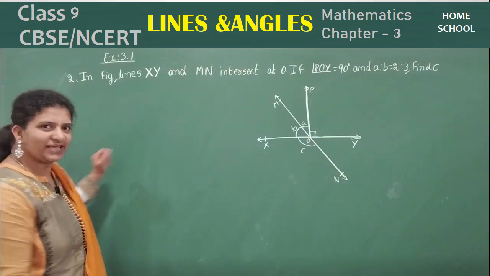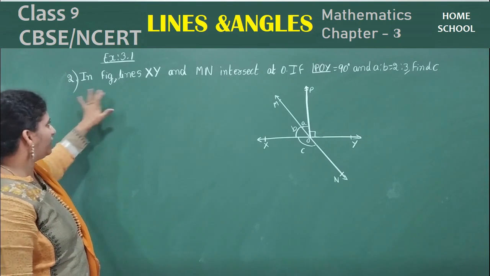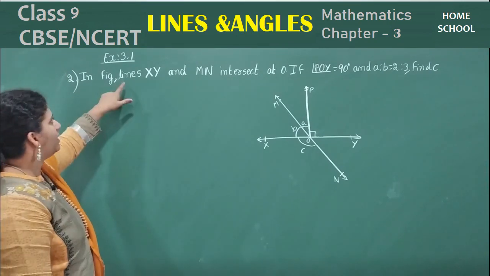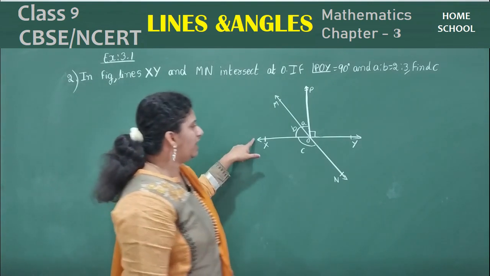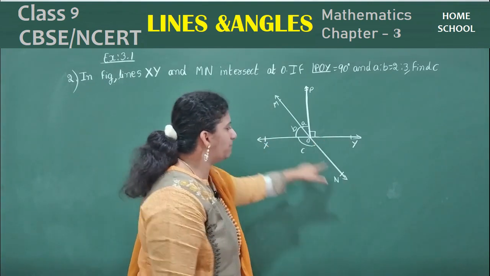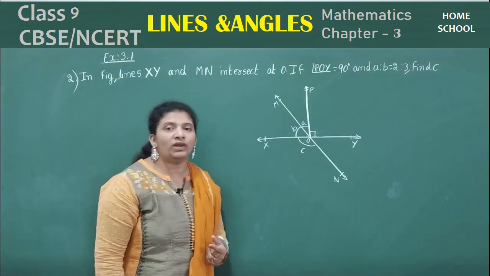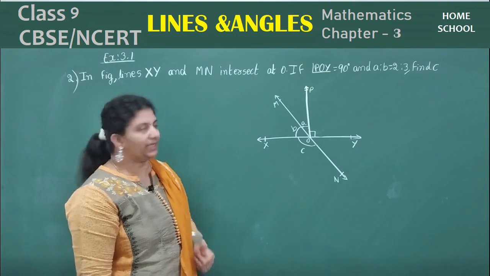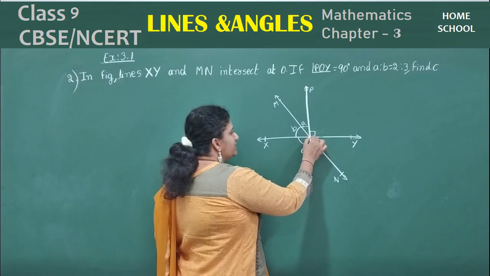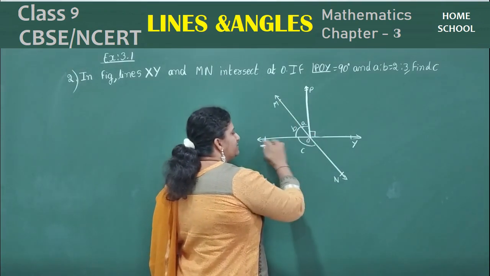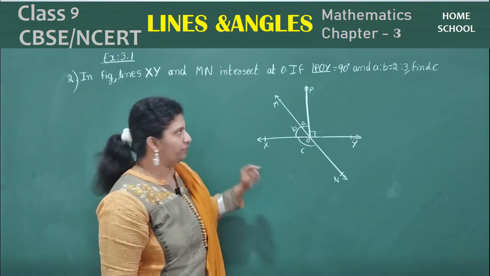Okay, let's see the second problem here children. In figure, see the figure there? Lines XY and MN. Observe here, XY is a line and MN is another line. So again, can you see here the two lines are intersecting at O. So this is one line and this is another line. These lines are intersecting at a point O.